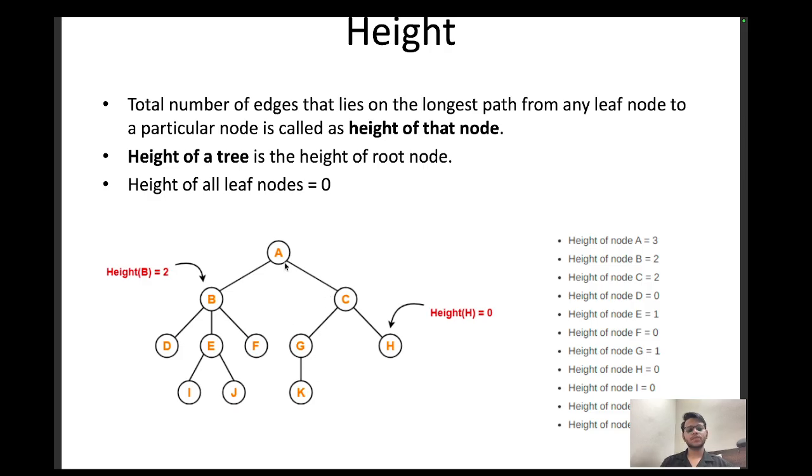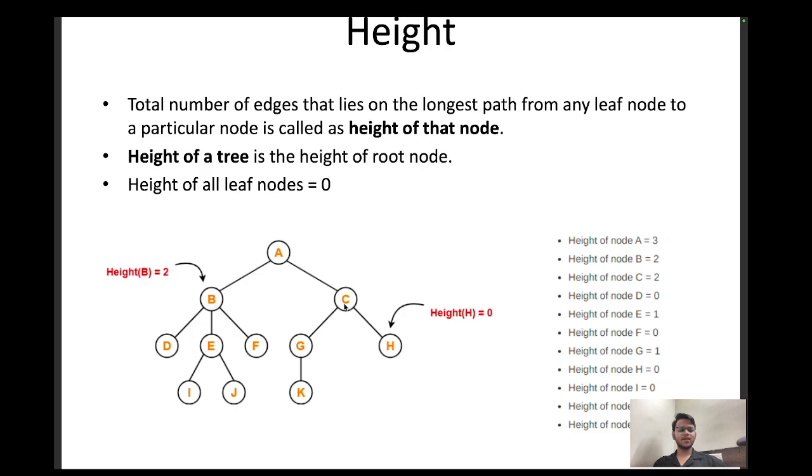So basically, the height of A is counted starting from that node until we reach the terminating node from the root node, or the node we are considering to calculate the height. So A has the height of 1, 2, 3. So A has height 3. C has height 2. Correct?